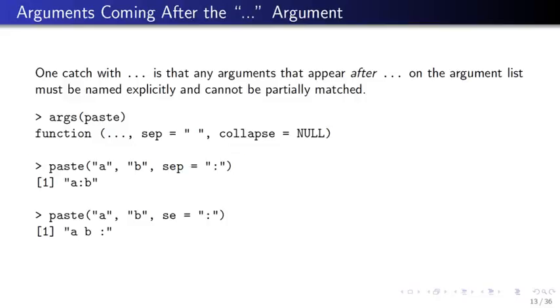In this first example, if I try to paste together A and B, so A and B are going into the ... argument, and then I say sep equals colon, that means I want to paste them together separated with a colon. However, if I try to do partial matching with sep, the partial matching gets ignored. So when I say paste A, B, and then SE equal to colon, the SE in another circumstance might be partially matched, but in the paste function it can't use partial matching, so it just ignores that and assumes that colon is just another string to be pasted together, and so you get the string AB colon.